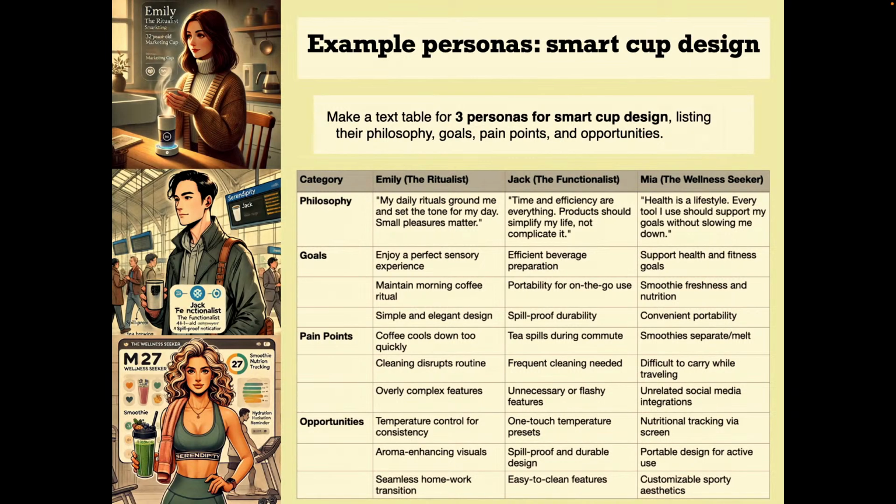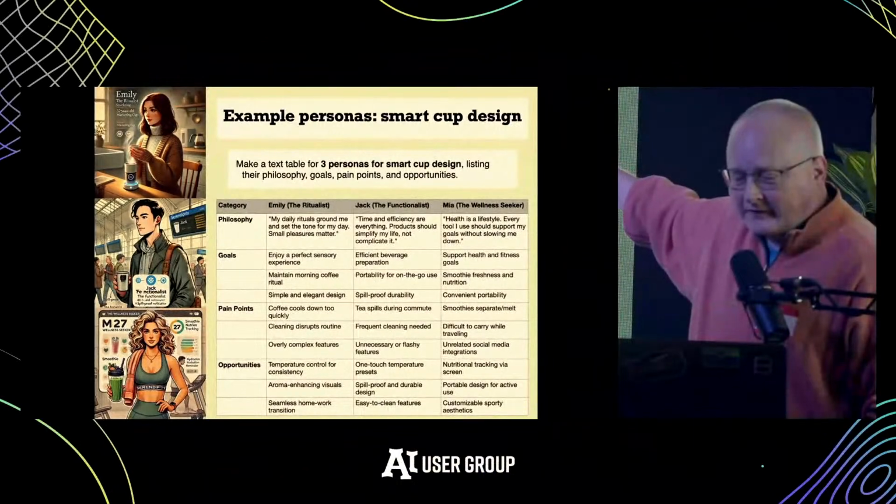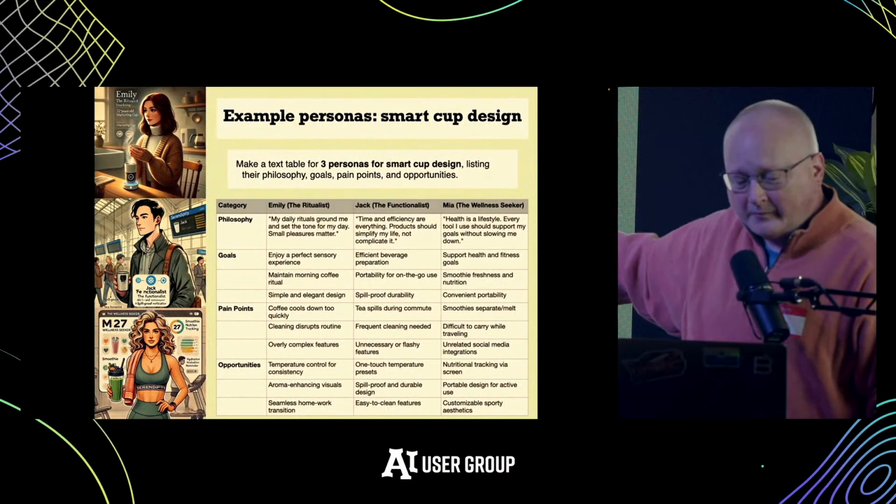So here's some example personas. This is for a smart cup design. This is assuming you've already explained in the thread with ChatGPT what your smart cup design project is about. But then you just say, make a text table for 3 personas for smart cup design. List their philosophy, their goals, and their pain points and opportunities. I'm trying to point here. My pointer isn't working. I'll point this way then. So anyway, it makes this table, and this table lists the 3 users across the top, and then it's got their philosophy, goals, pain points, and opportunities.